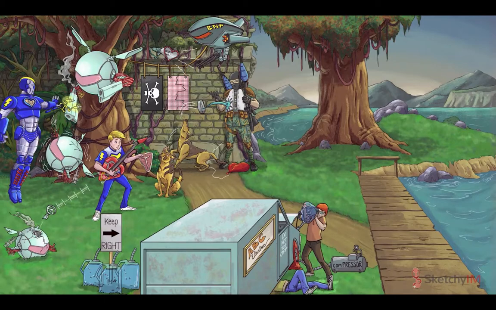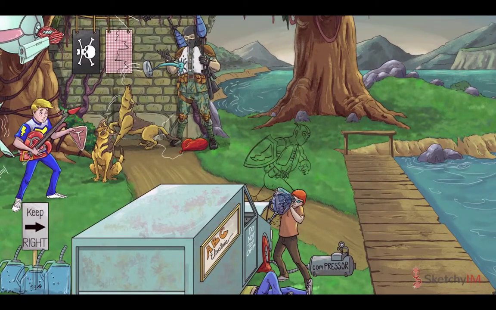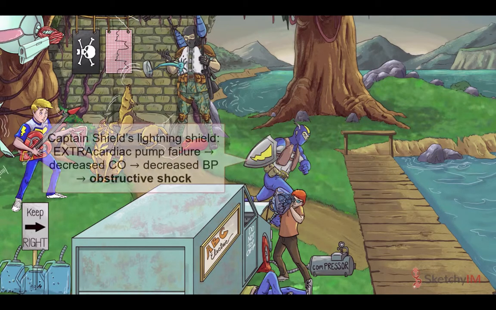It looks like Cardioman's doing just fine blasting his way into Hypoxos's lair. Let's leave him for now and check in with Captain Shield, our Shock Force superhero representing obstructive shock. In contrast to cardiogenic shock, obstructive shock, represented by the captain's signature lightning shield, results from extracardiac causes of pump failure, which subsequently lead to decreased cardiac output, hypotension, and shock.